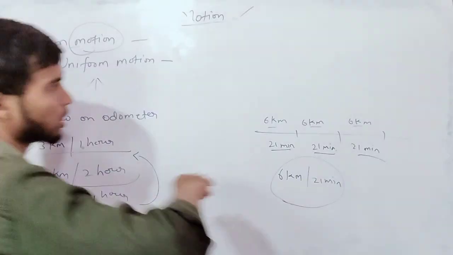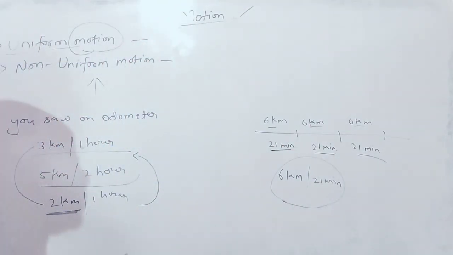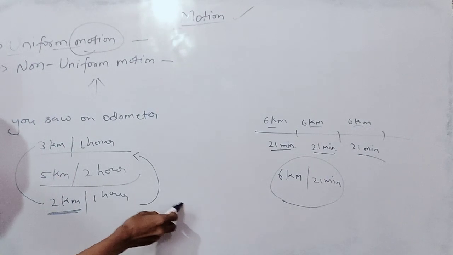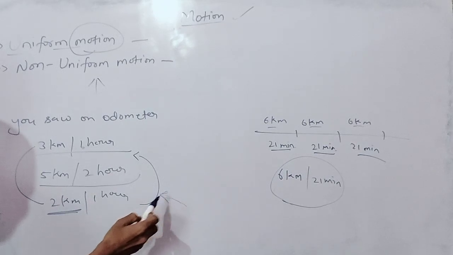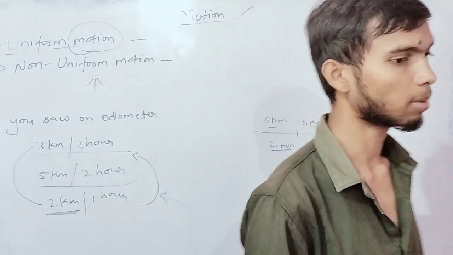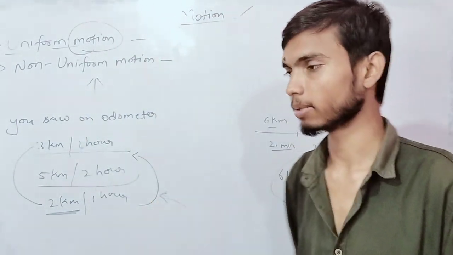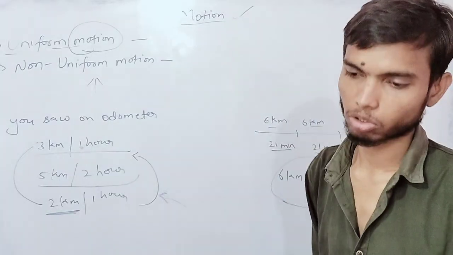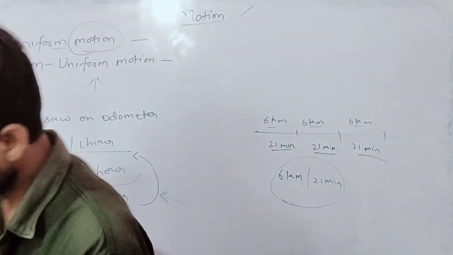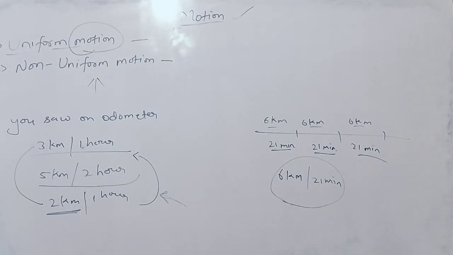So you understood, if distance and interval time are equal, then that motion is a uniform motion. That motion is constant. Here the interval time is the same, but the distances are not the same. Sometimes the distance will be the same, but the interval time would not be the same. So that motion we will consider as a non-uniform motion. I hope you understood something from this. Let's take the next concept.